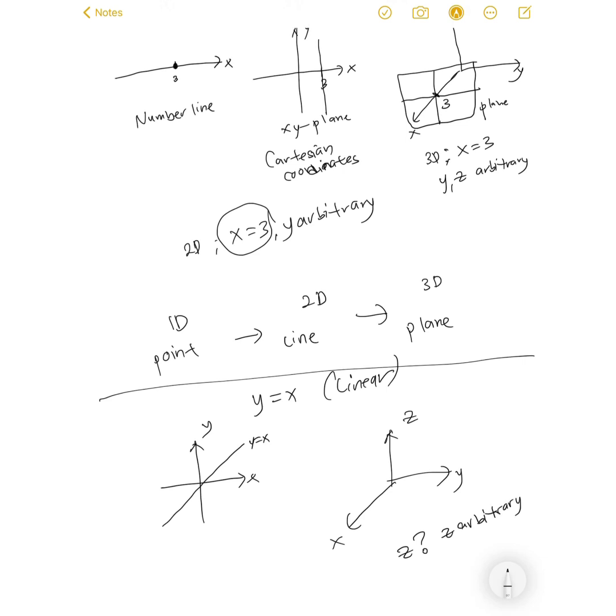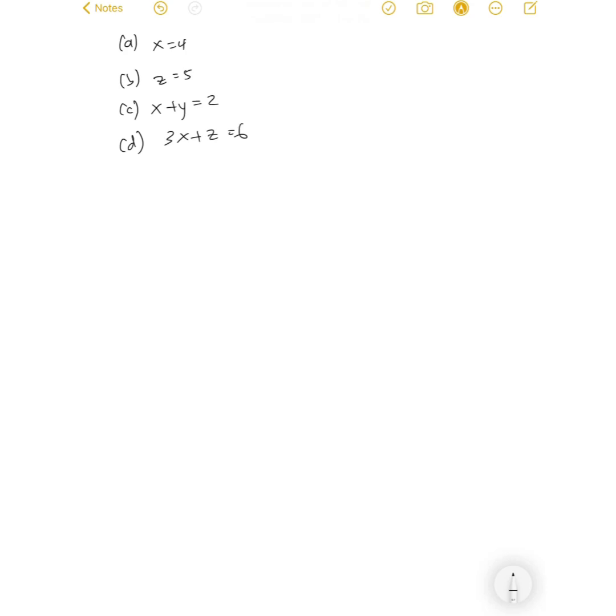So y equals x is this line, y equals x. Okay, but then this line can take any value of z. So it can be positive z until negative z. So we will have a plane, something like this. Okay, you cannot plot y equals x in 1D because 1D only consists of one variable, x. Okay, so let's see more examples on how to sketch surfaces or planes in 3D.